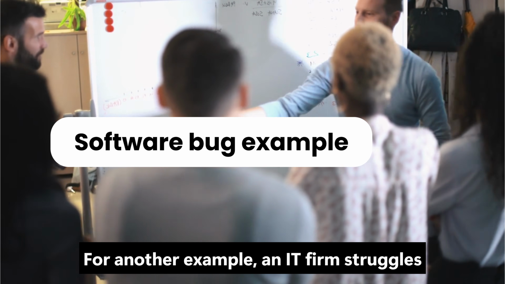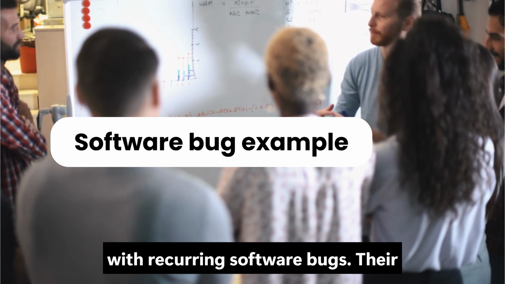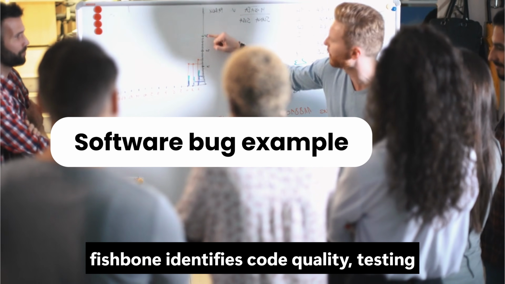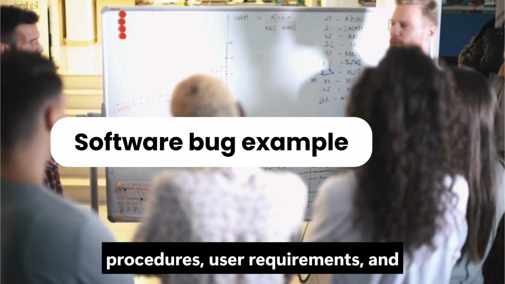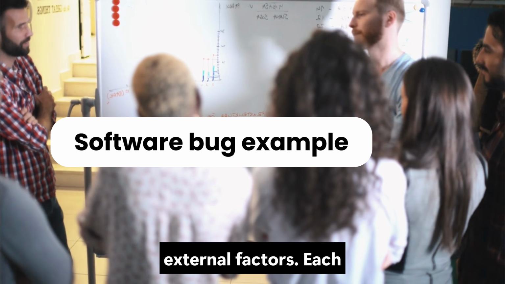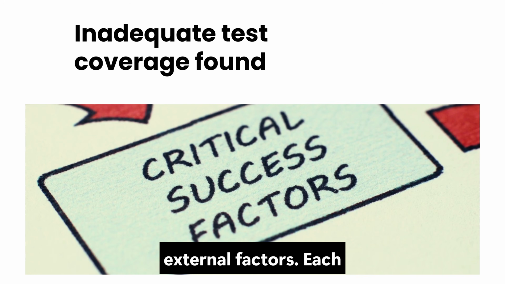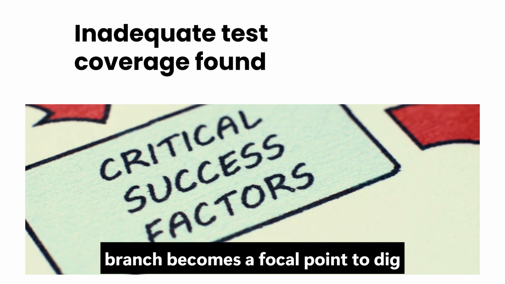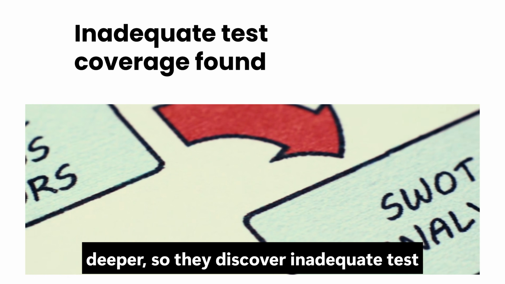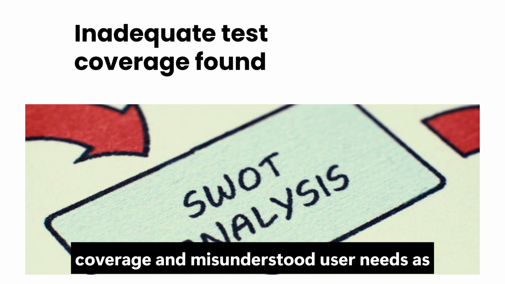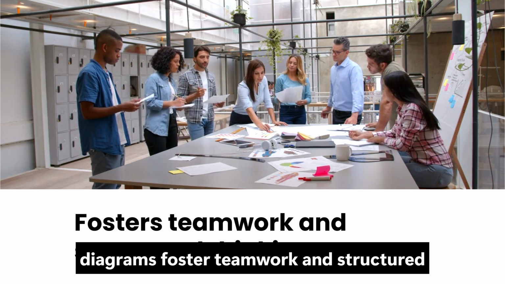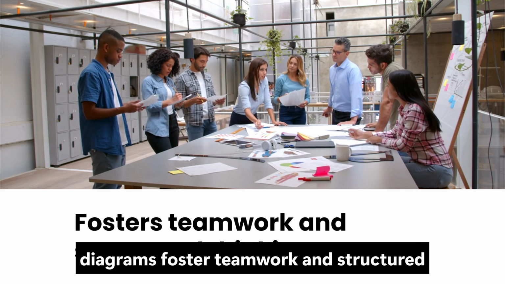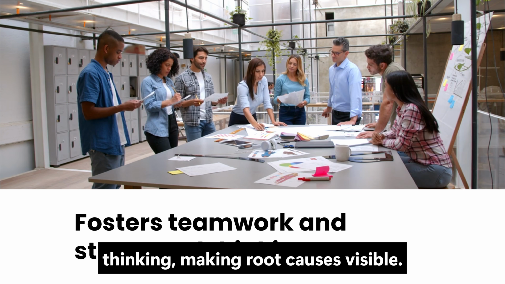For another example, an IT firm struggles with recurring software bugs. Their Fishbone identifies code quality, testing procedures, user requirements, and external factors. Each branch becomes a focal point to dig deeper, so they discover inadequate test coverage and misunderstood user needs as key contributors. Fishbone diagrams foster teamwork and structured thinking, making root causes visible.